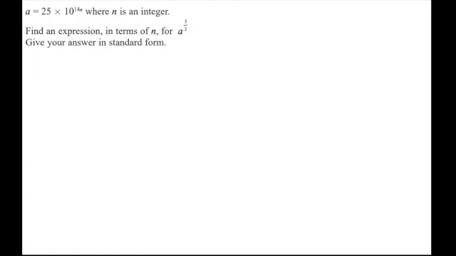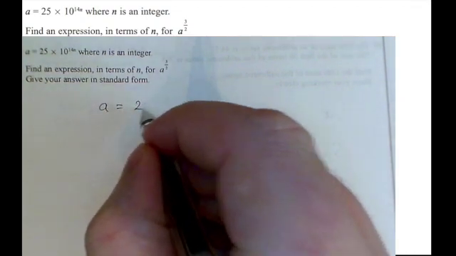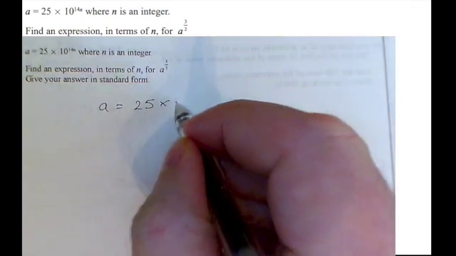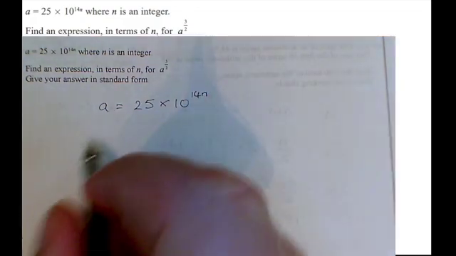So here we've got an indices question, and they've asked us to give our final answer in standard form, so don't forget that bit either. We've got A, and they told us that's equal to 25 times 10 to the 14n. They want to have A to the power of 3 over 2.